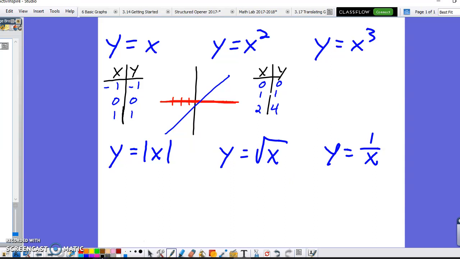Same thing. Let's jump down here to the square root of x. Pick numbers that you are comfortable with. So maybe you pick 4, 9, and 16, because you know the square root of 4 is 2, the square root of 9 is 3, the square root of 16 is 4. Okay? So pick input values, or x coordinates, that you're pretty comfortable with.